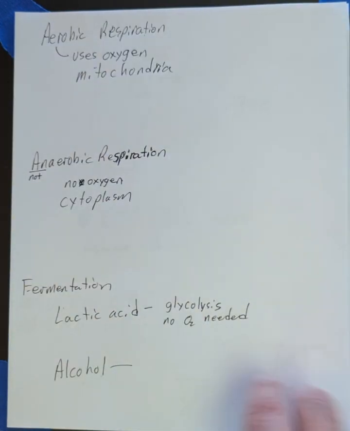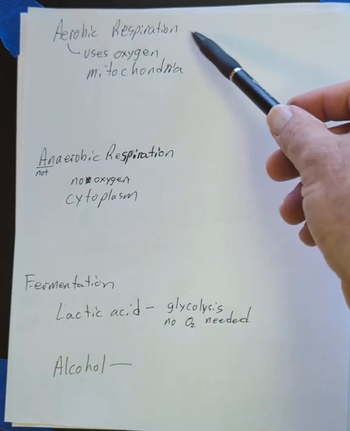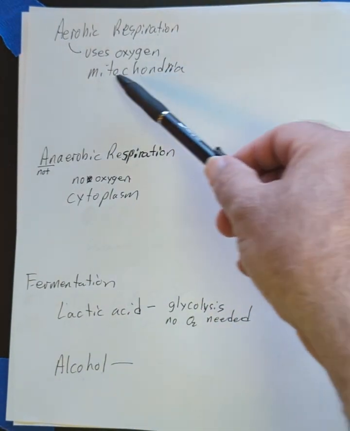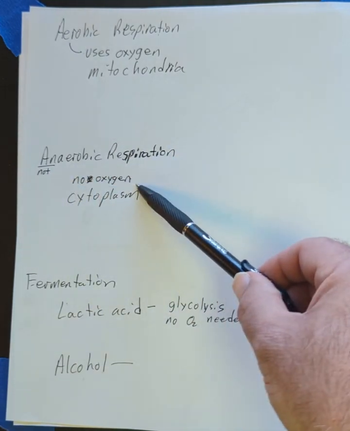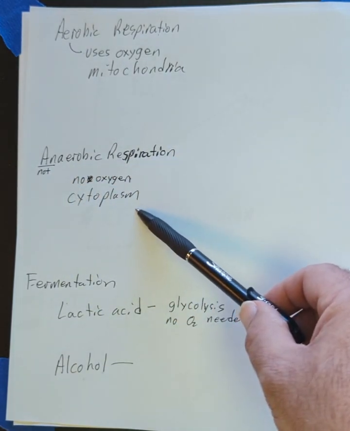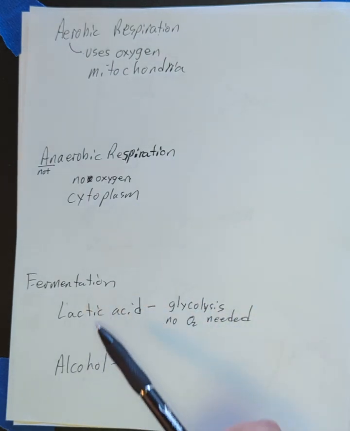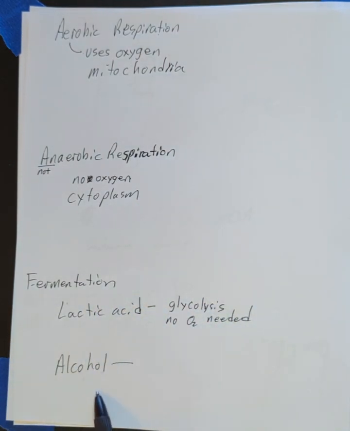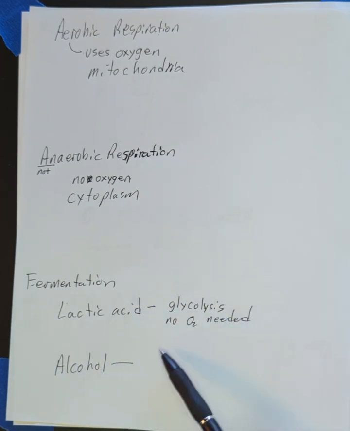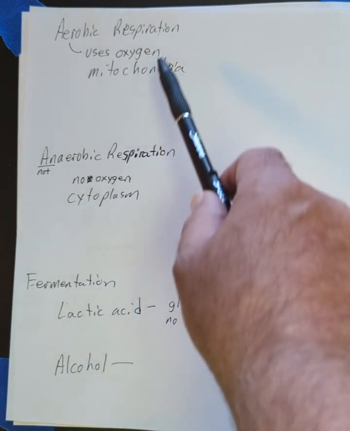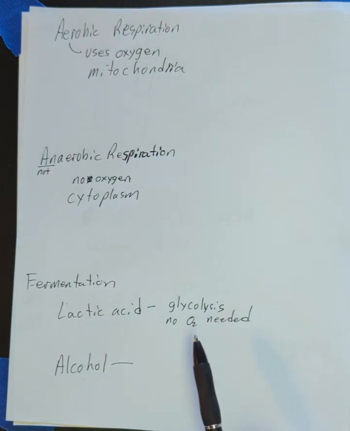And we talked about how aerobic respiration uses oxygen, happens in the mitochondria. Anaerobic respiration does not need oxygen, happens in the cytoplasm. Fermentation, there are two kinds, lactic acid fermentation and alcohol fermentation. Lactic acid and alcohol do not need oxygen. There are different ways of splitting sugars to get some ATP. They're not as efficient as aerobic respiration.